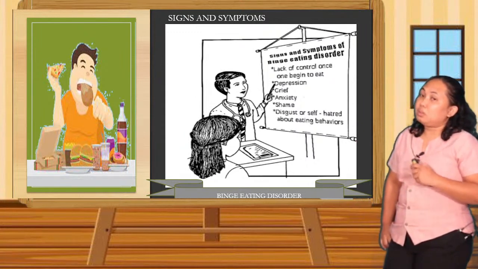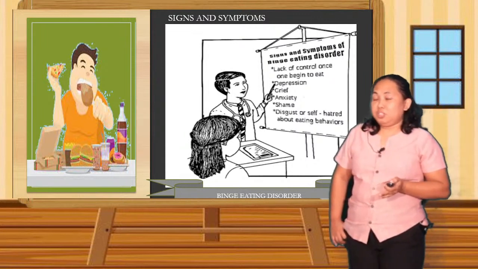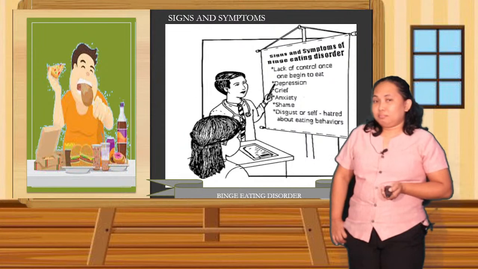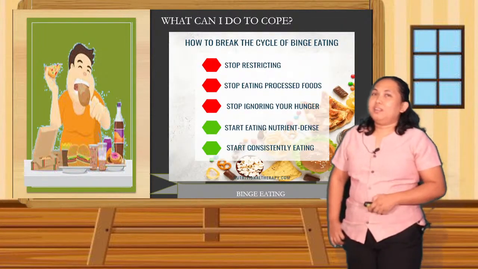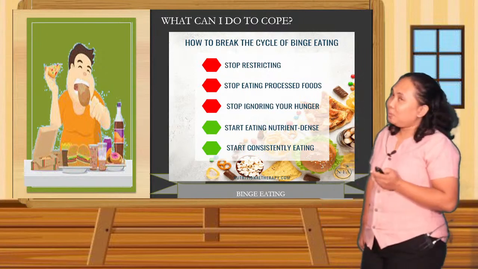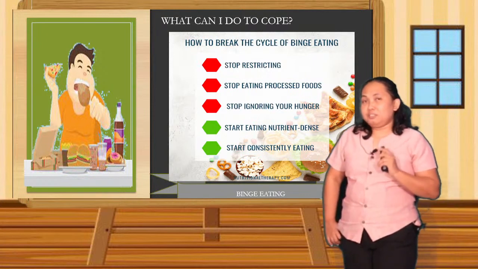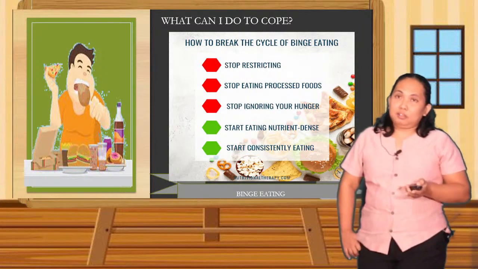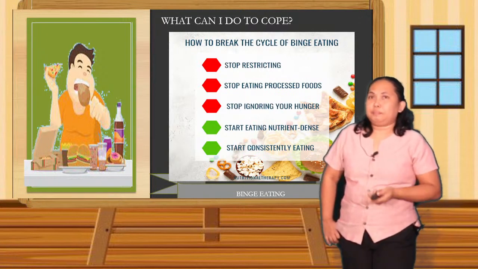But can we do something to break the cycle of binge eating? Yes, we can. So how? This is how to break the cycle of binge eating. Okay, so you better stop restricting. The more we restrict, the more we avoid something, the more urge we feel, okay, of doing that thing.